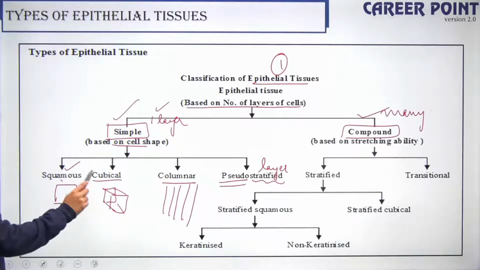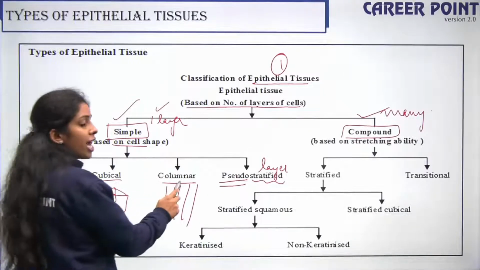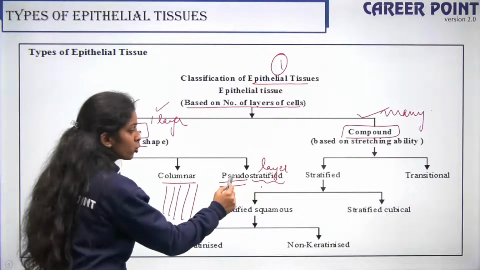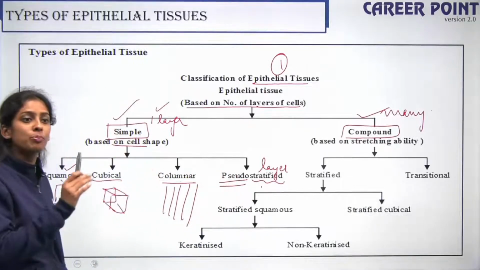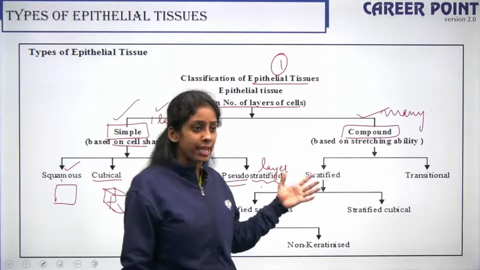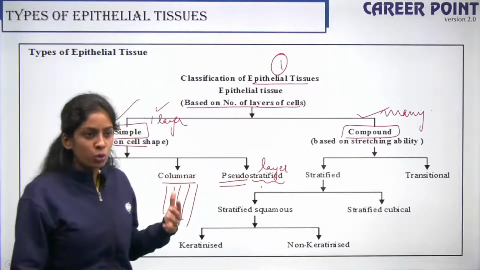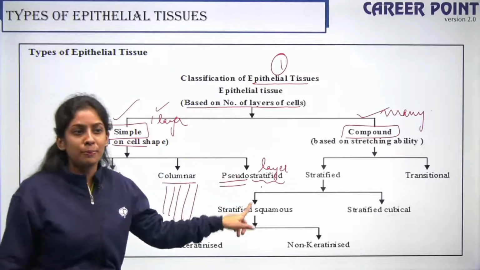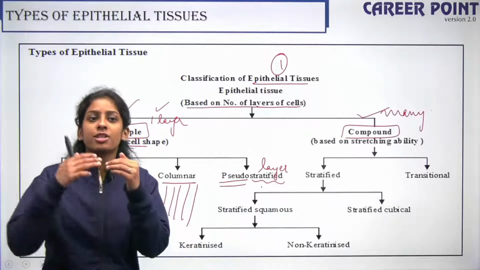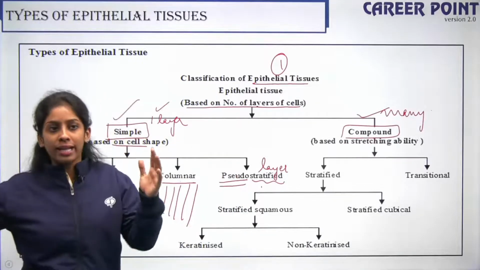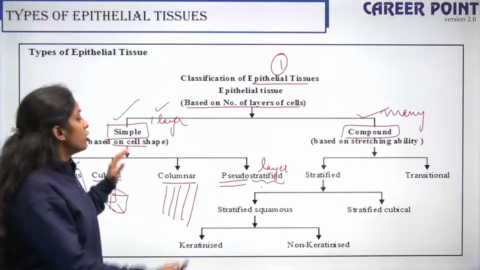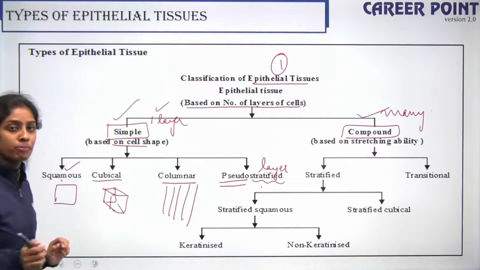So this is cubical, which has a cube shape, and columnar, which is column shaped. Pseudo-stratified: pseudo means false, or it is trying to mimic. Stratified means layers. It appears to have two layers, but it is basically a single layer. That is why it comes under simple epithelium. The appearance is such that it seems to have so many layers, but it is actually a simple epithelial tissue. Alright, so this is the classification of your simple epithelium.